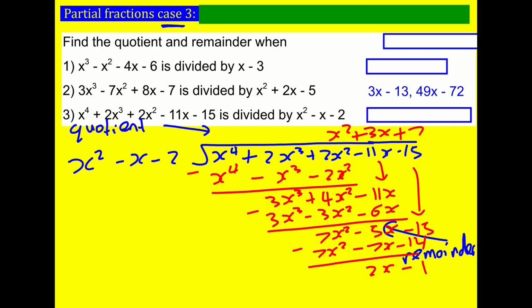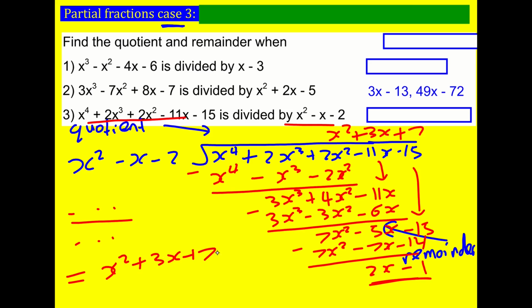minus 1. So I've got my remainder, I've got my quotient, and I could write this function down, that this thing divided by this thing is x squared plus 3x plus 7, plus, this is just an extra little bit I'm doing, plus this divided by x squared minus x minus 2. So I could again now think about what's happening with the extreme values. And that's it. That's a bit of a reminder of polynomial division.